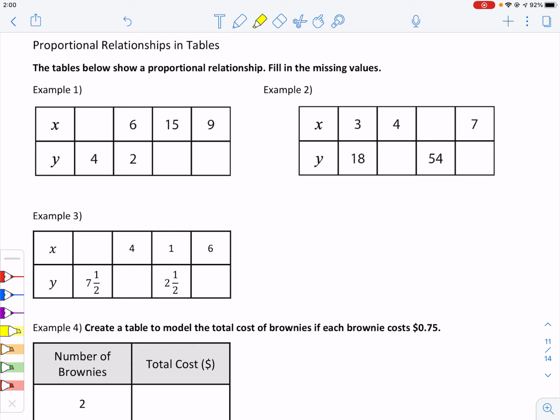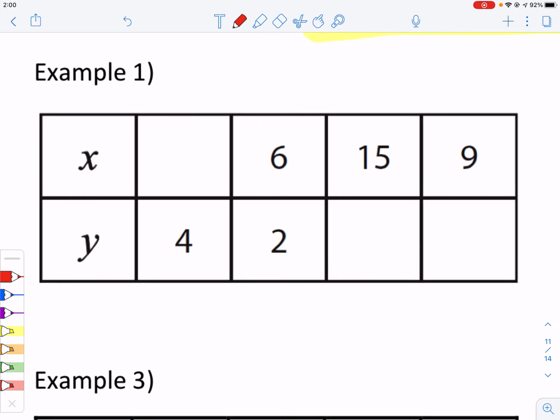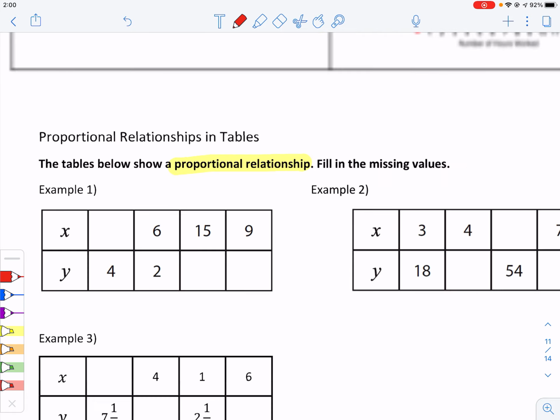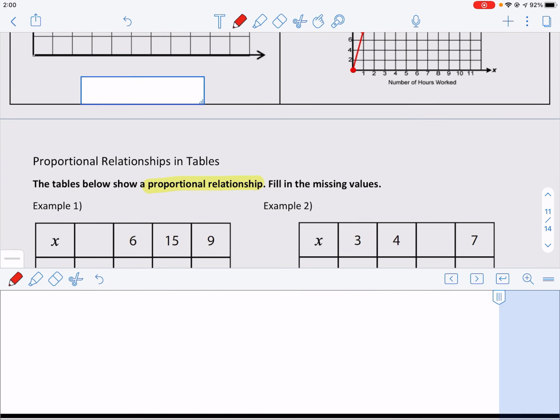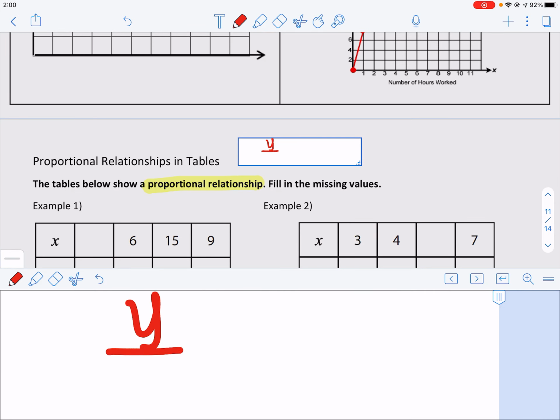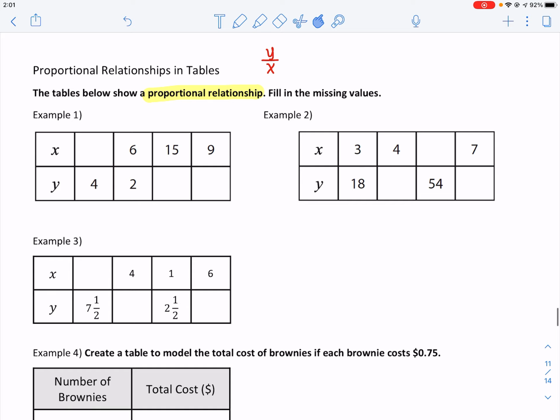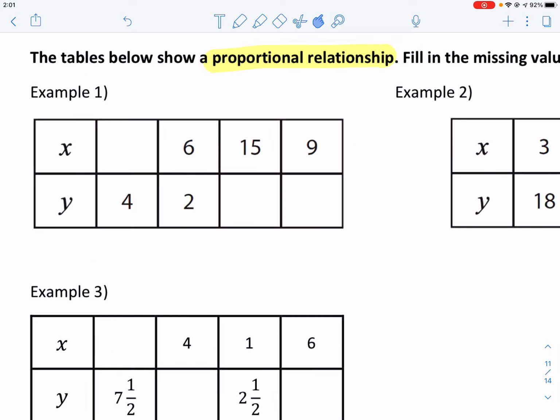Okay, so the tables below, I'm telling you that they are proportional relationships. I just need you to fill in these missing values. To figure out these missing values, there's a couple ways you can do it. You can find the constant of proportionality by taking y divided by x. Remember, your constant of proportionality is just going to be y over x. It's what you get when you take y divided by x. So you can just do y divided by x.